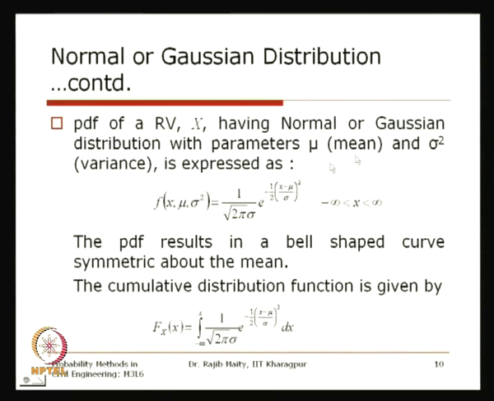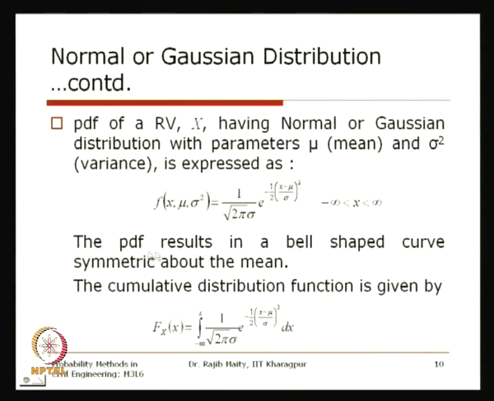is expressed as f_X(x) with these two parameters equals 1 by square root of 2 pi sigma. Remember that this sigma is outside this square root. If it is within, obviously sigma square will come here. This is multiplied by exponential of -1/2 ((x minus mu) by sigma) whole square, and the support for this x is from -infinity to +infinity, as just now discussed.